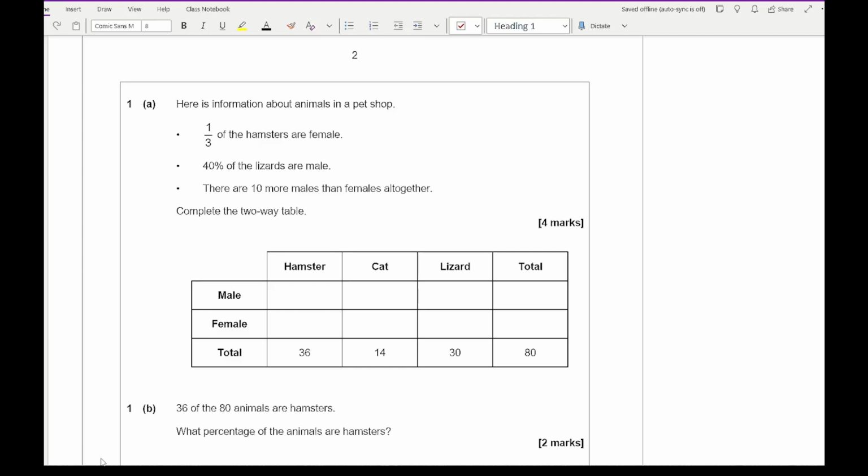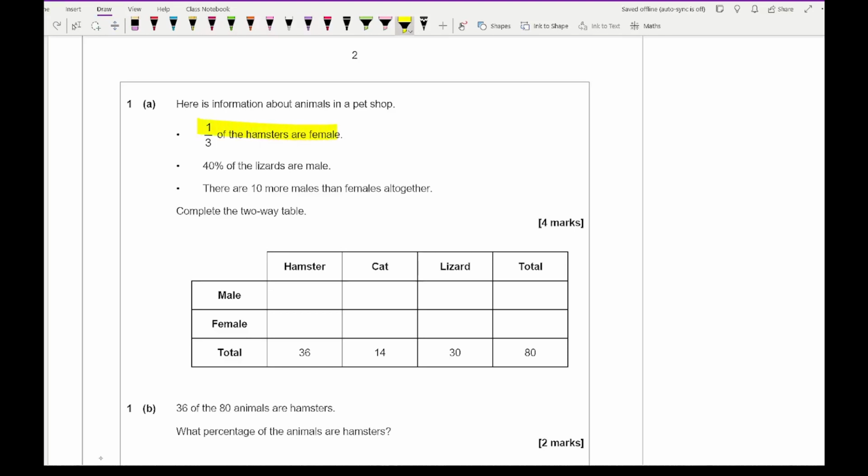Complete the two-way table. So first things first, let's have a look at this. Typically with these questions, more often than not, you tend to fill it in the same order as the information has been given. Obviously that's not always the case, but generally you do find that.